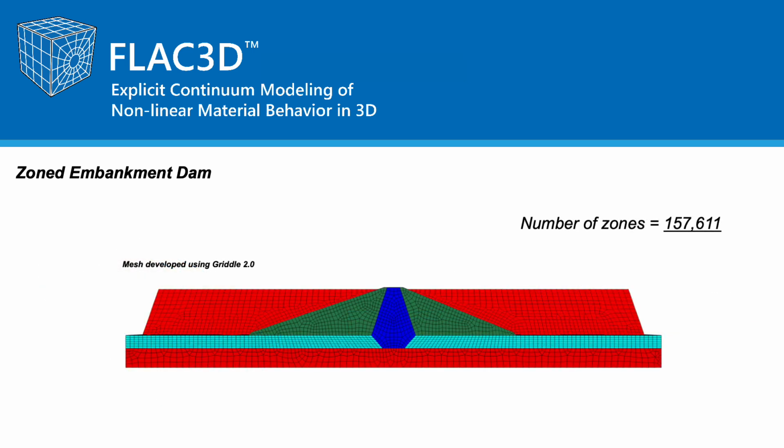The numerical mesh developed is shown and was developed using Rhino 3D and Griddle 2.0. The numerical mesh has 157,611 numerical zones and was designed to accurately model wave propagation and other considerations. We now shift to discuss the constitutive modeling parameters used, material parameters selected, and overall analysis sequence.